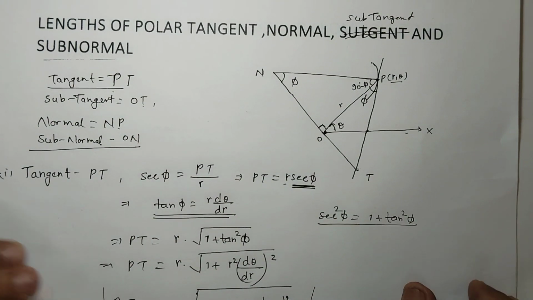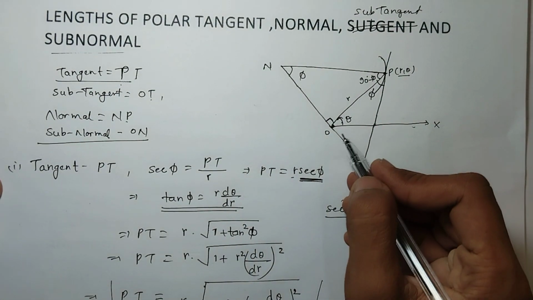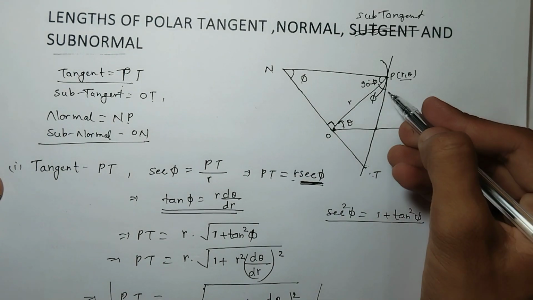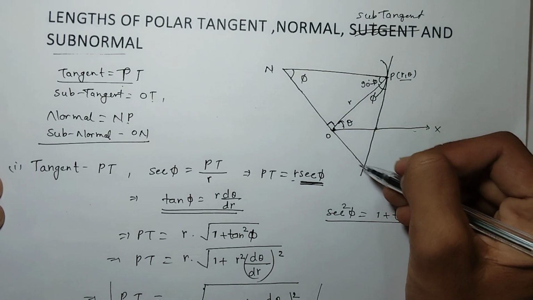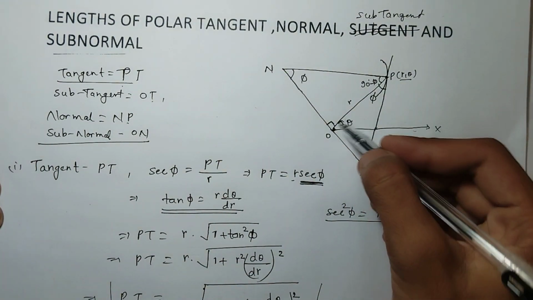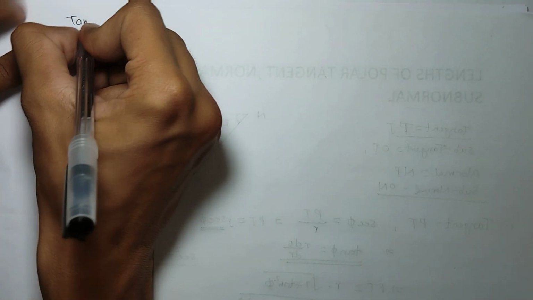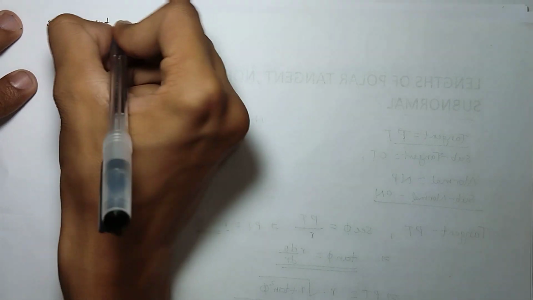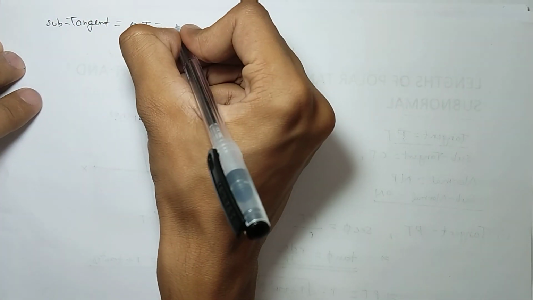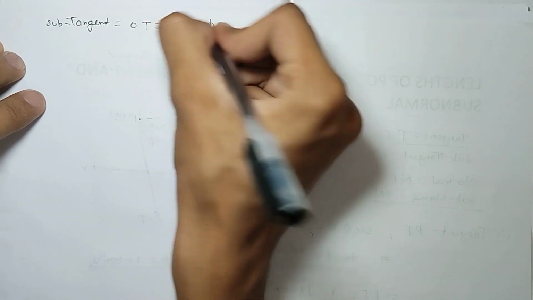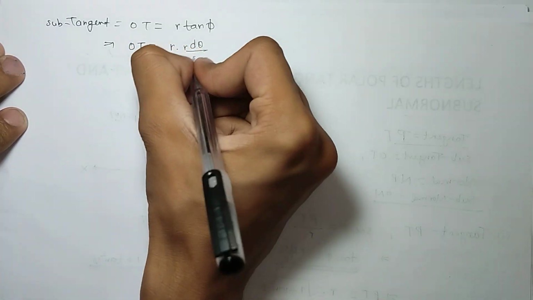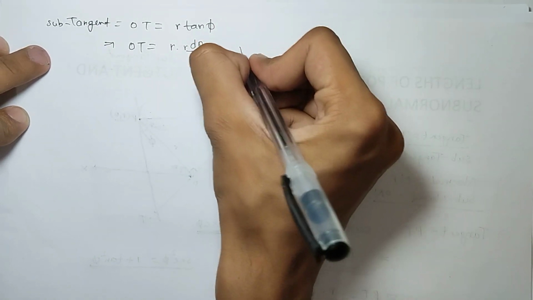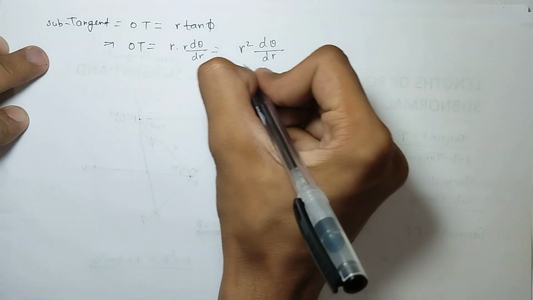After that we see the subtangent, that is our OT. Now for this we need OP, then we use tan phi. Then what is tan phi? Tan phi equal OT upon r. Then our subtangent will be OT equal r tan phi. Now what is tan phi? r d theta upon dr, so the length of subtangent is r square d theta upon dr.